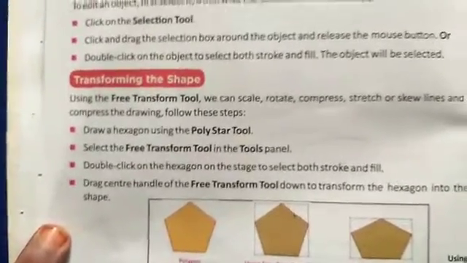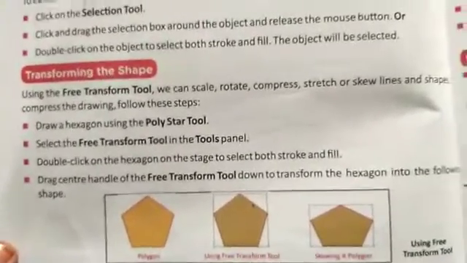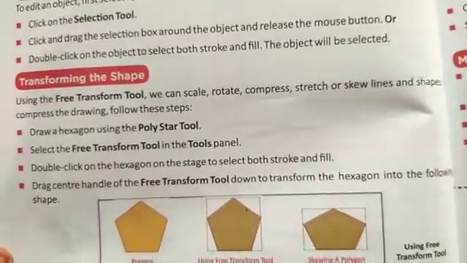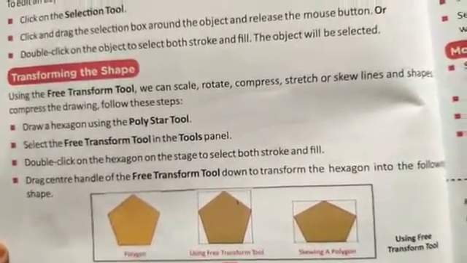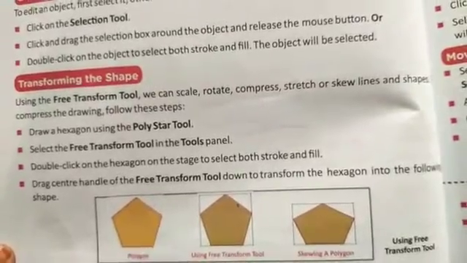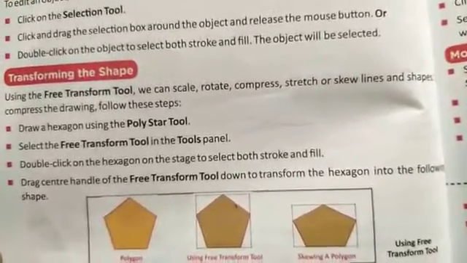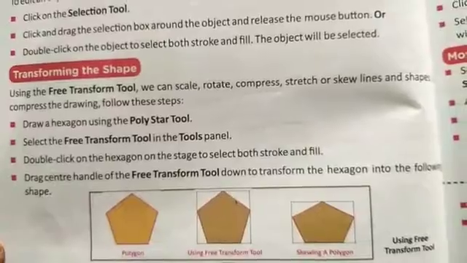How to use this? Draw a hexagon using the poly star tool. Select the free transform tool in the tools panel. Double click on the hexagon on the stage to select both stroke and fill.